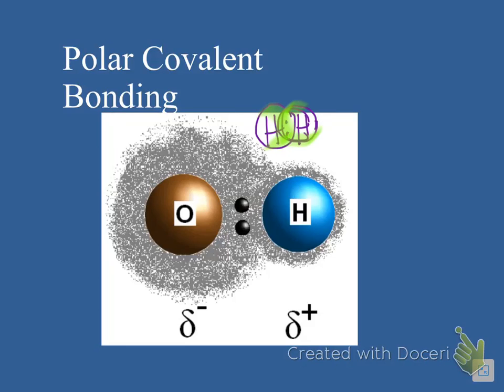However, if I have two different atoms, oxygen and hydrogen for instance, oxygen is more electronegative, right? We talked about electronegativity last unit. It means it's the ability of an atom to pull electrons towards itself. Then this electron cloud is going to be denser around the oxygen than around the hydrogen, because the oxygen is able to pull the electrons more towards itself. And therefore we have what's called a polar bond.